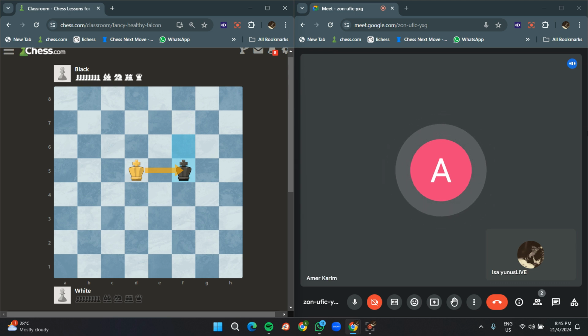Let me start placing some problems, starting with the very basic one. This is the position. Can you tell me what is the result if this is white's turn, and what is the result if this is black's turn?